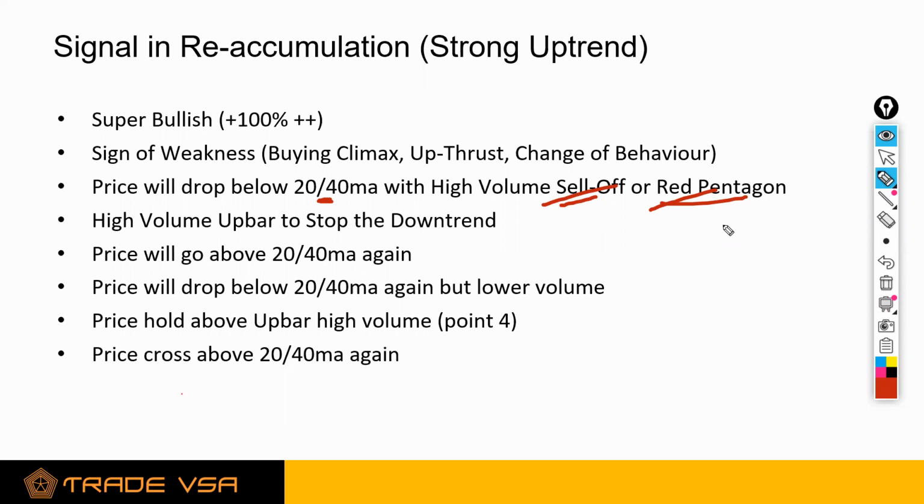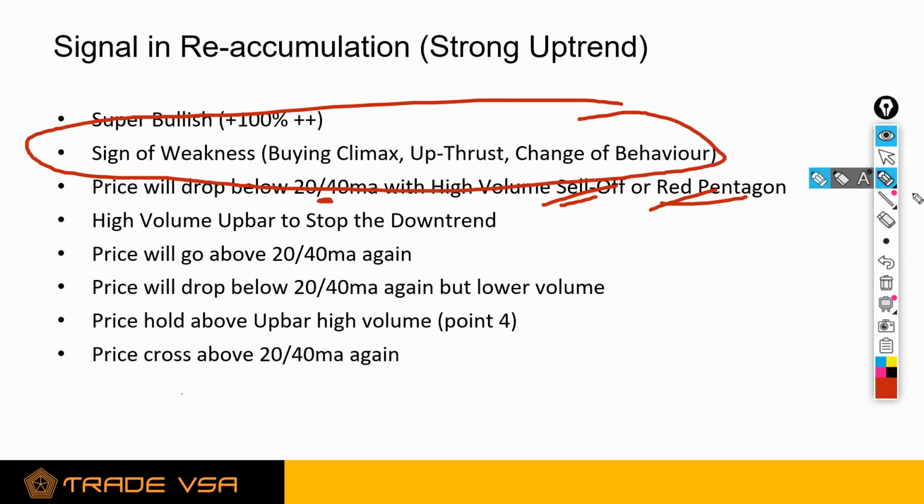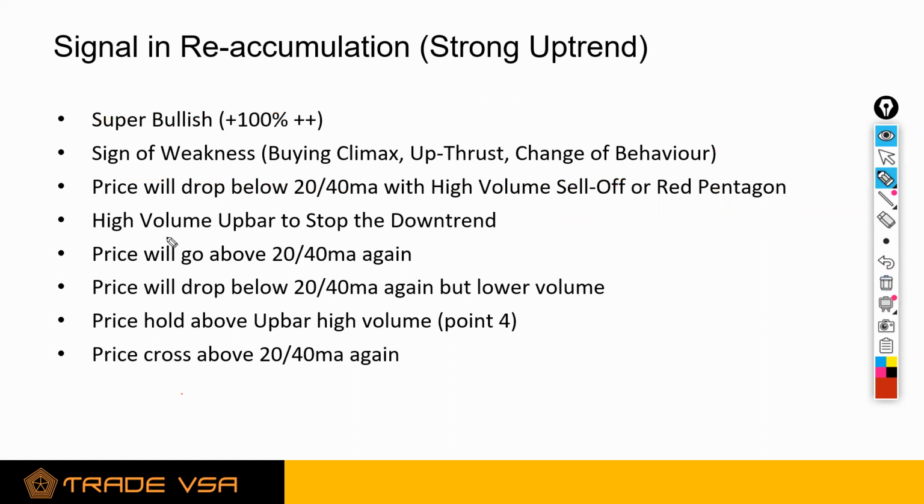Now the interesting thing, the next thing after this happens, you want to pay attention to this. A high volume up bar to stop the downtrend. Well, a high volume up bar to stop the downtrend. Now this is the bar that tells you whether the current stock is going into distribution or continuation of the markdown. So after this bar appeared in the chart, a few things again you want to monitor.